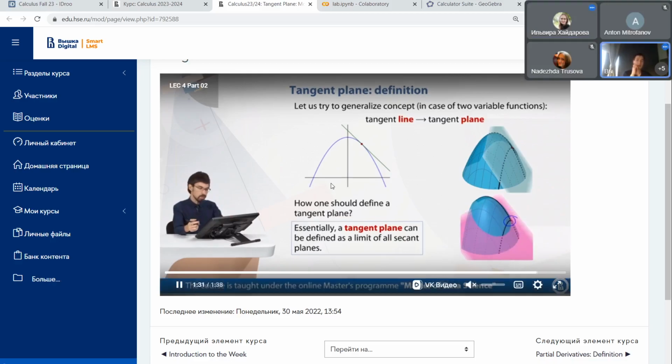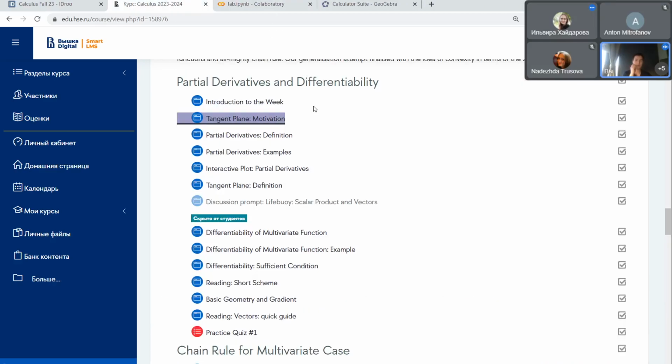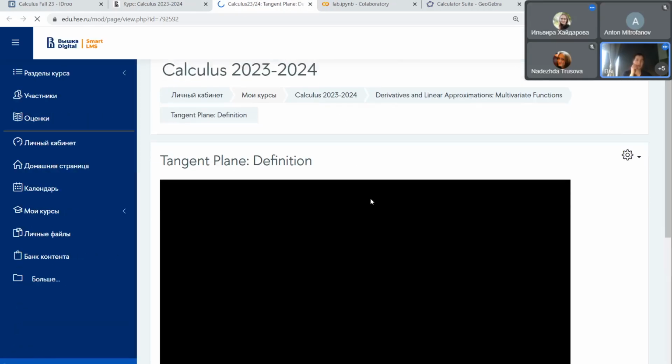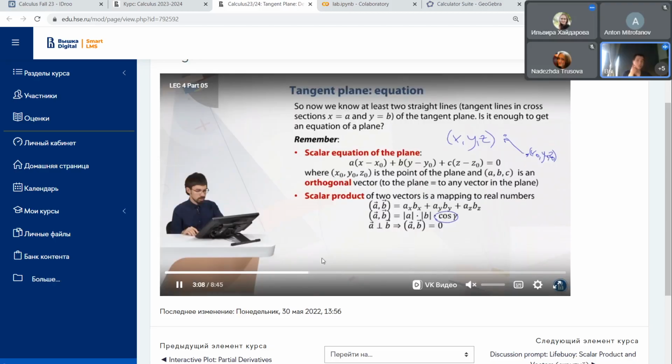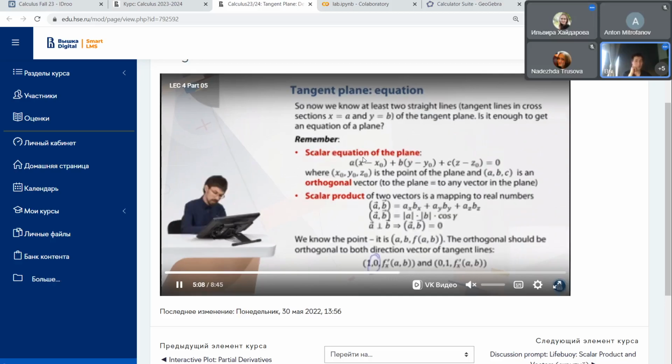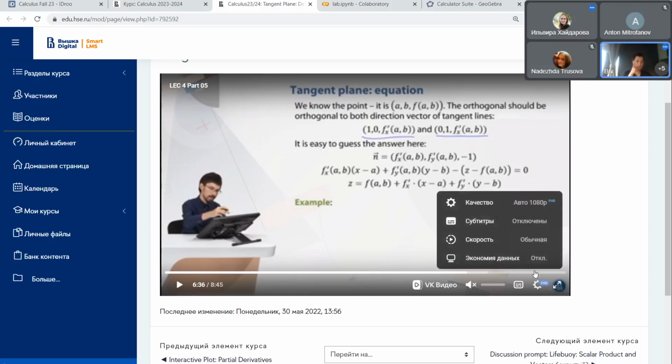Okay. To be honest, we have a specific formula that we can use to compute the tangent plane. I don't remember the formula. I remember that it consists of some partial derivatives, but I don't remember the full formula. One second, please. Yes, as I see, the only thing we need is the formula.